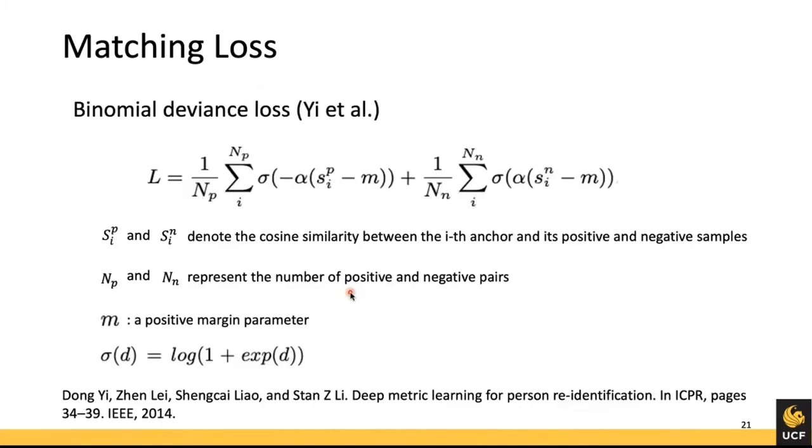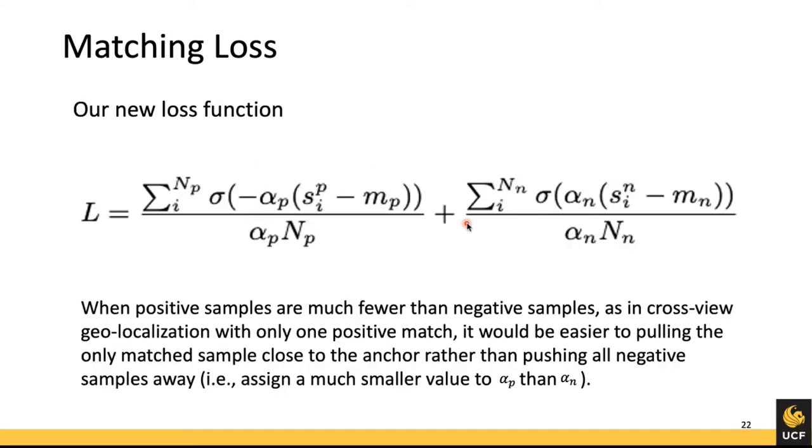Later we got inspired by this binomial deviance loss, which is used for person re-identification. Basically, it has two separate terms for the positive sample and the negative sample. Based on this loss, we made some modifications. We assign different weights for the positive samples and the negative samples. We also assign different margins for positive and negative samples. So this gives the model more flexibility.